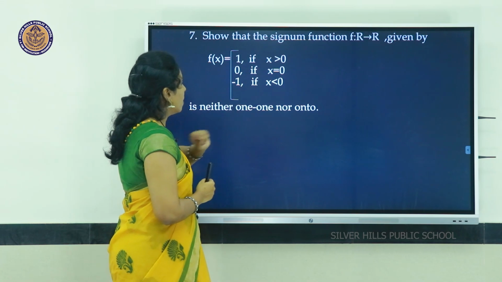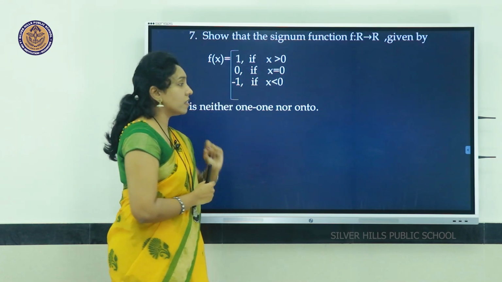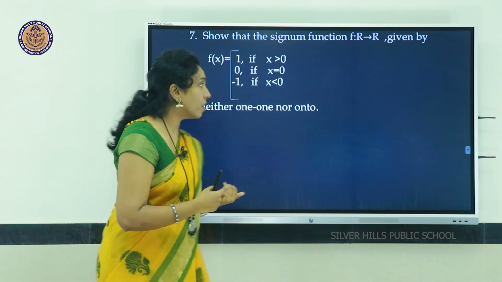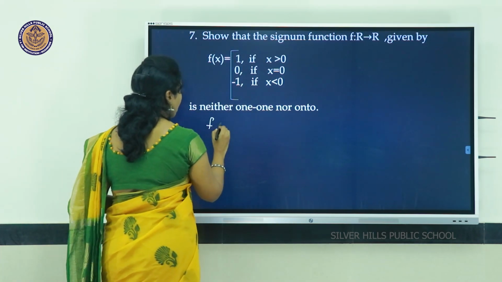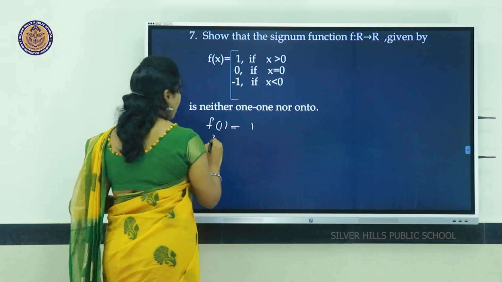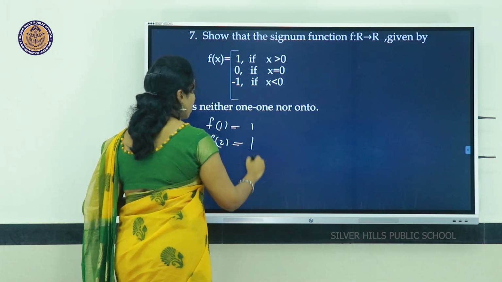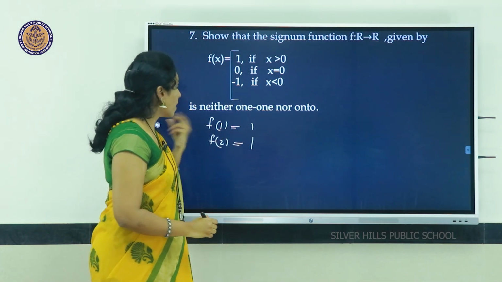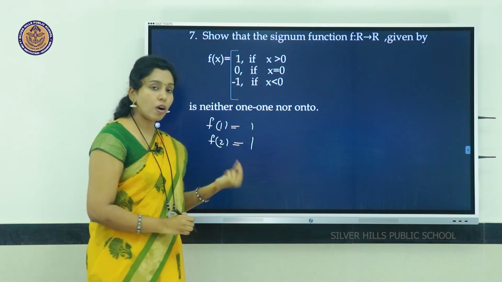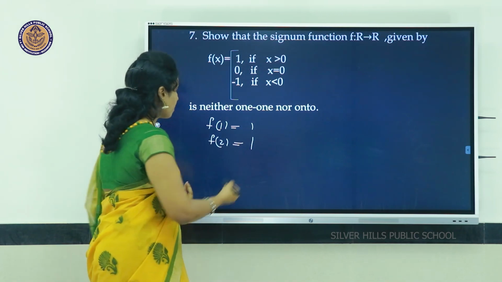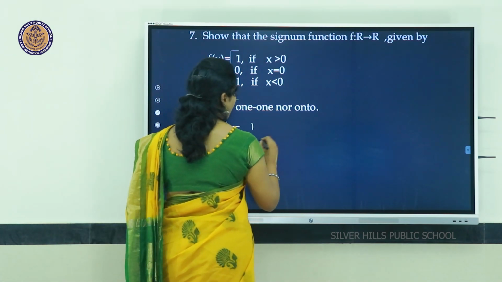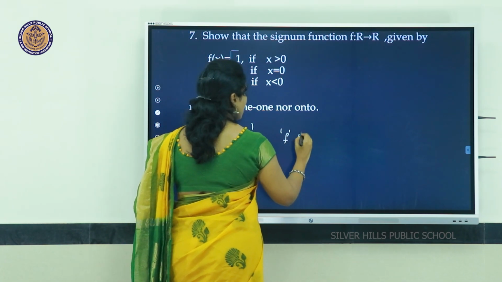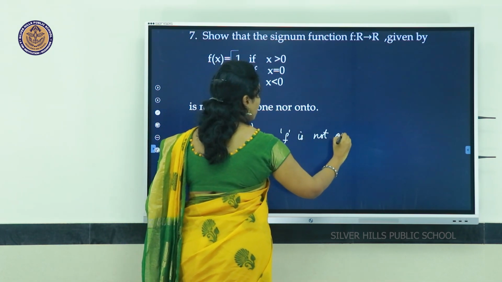Now, from here see, for all x greater than 0, what is the image? It is 1. So, if I take 1, that is f of 1, the answer is 1. f of 2, the answer is 1. So, for all numbers greater than 0, the answer is 1. So, I can prove the given function is not 1-1. So, from here I can conclude f is not 1-1.